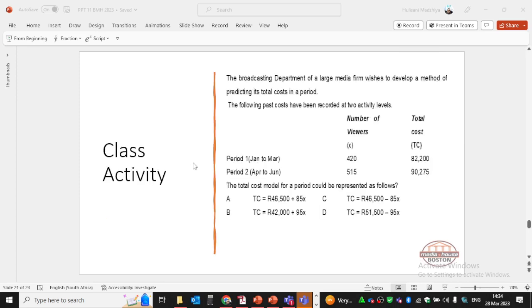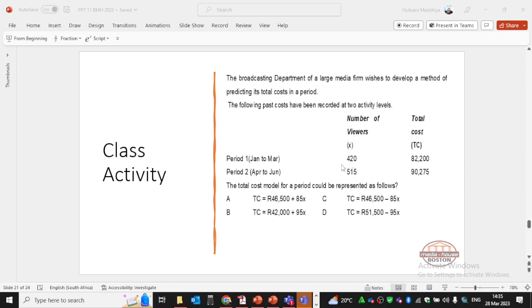So guys, I'm going to give you 10 minutes, by quarter to. I want you to identify the total cost model for the period that could represent the following information. It says that a broadcasting department of a large media firm wishes to develop a method of predicting its total cost in a period. The following past costs have been recorded with the following two activities, where we have numbers of viewers, and the numbers of viewers are the ones that influence the total cost.